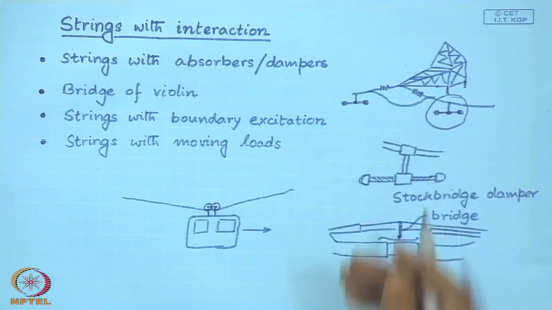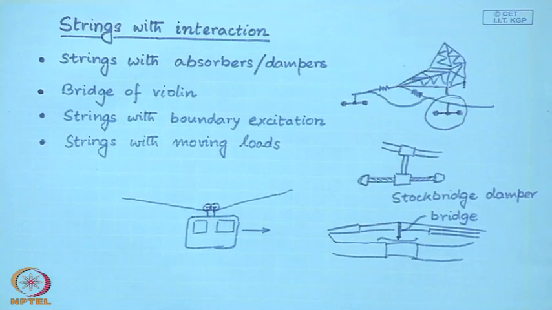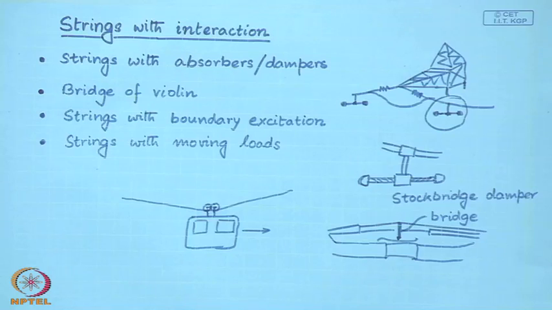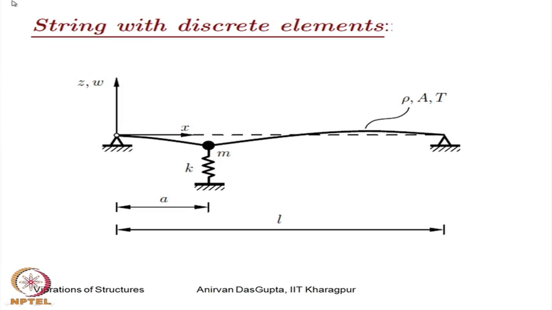So, we see that there are various examples in which a string may have to interact with an external discrete or even sometimes a continuous system, another system. So, we need to model and analyze such strings. Let us start with a simple example.